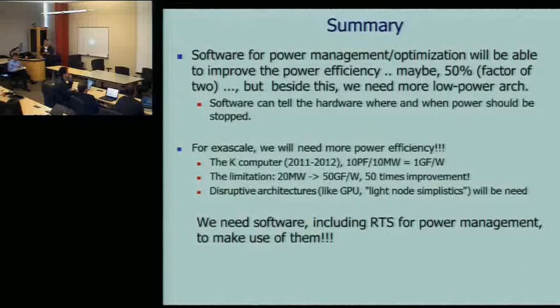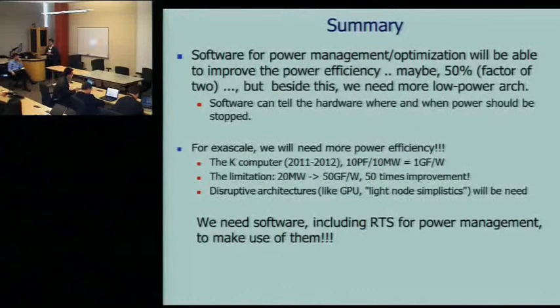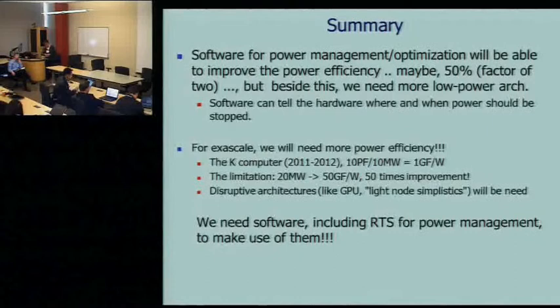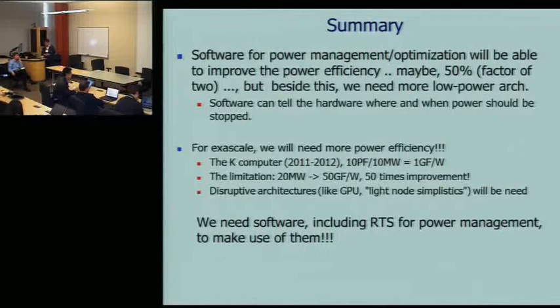Besides this, of course, we need power management by the software, but we need more low power architectures. So for the exascale, we maybe need more disruptive architectures like GPGPU or other simplistic architectures. We need software, including the runtime system for power management. That is my conclusion. Thank you.